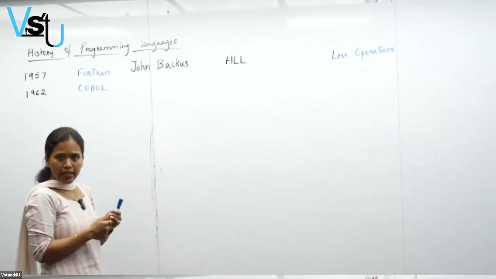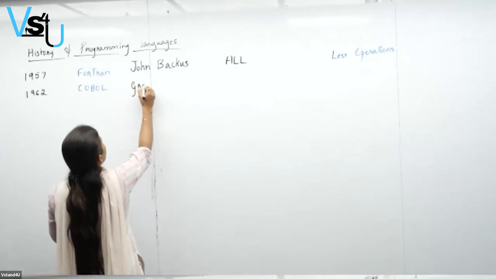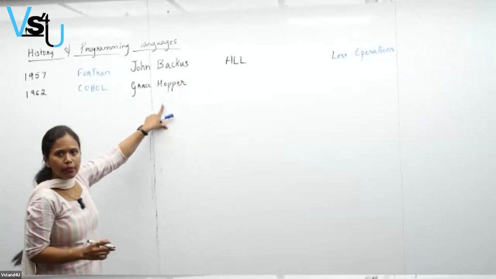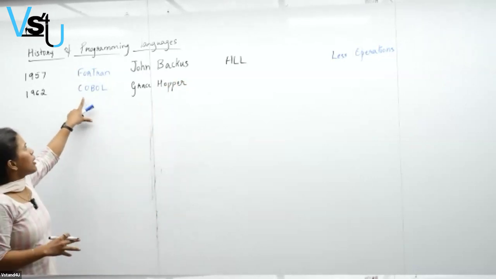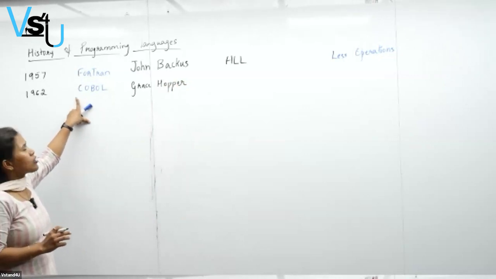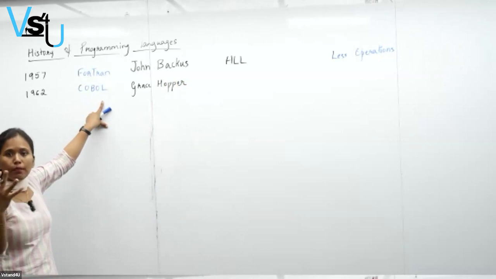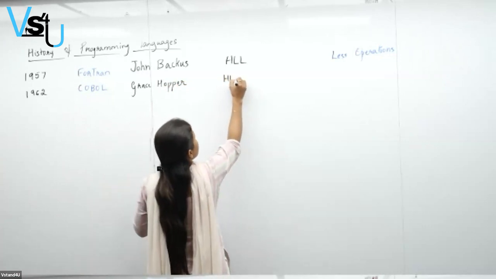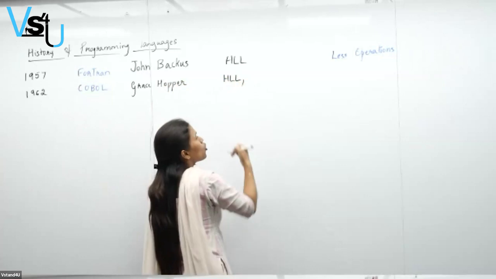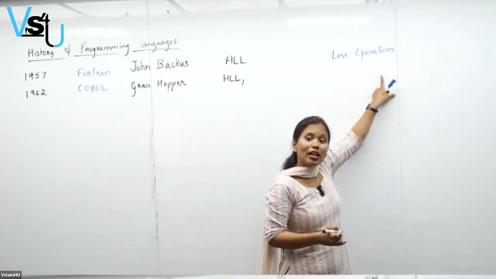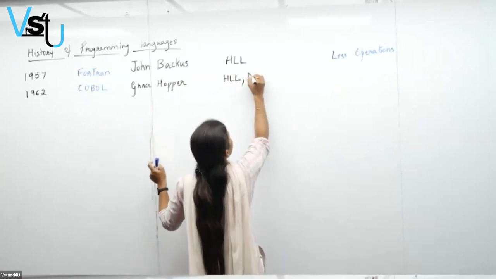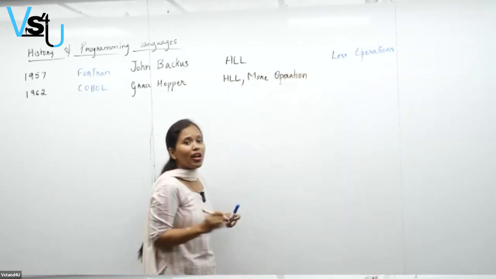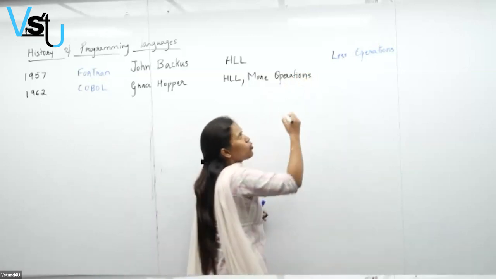The person who invented this language is Grace Hopper. Grace Hopper is the person who came up with COBOL. The purpose of inventing this language was business orientation. And what really is the advantage? This was definitely a high level language. Along with that, what was the drawback in the previous language? It performed fewer operations, but this language overcame that. It was able to perform more operations.